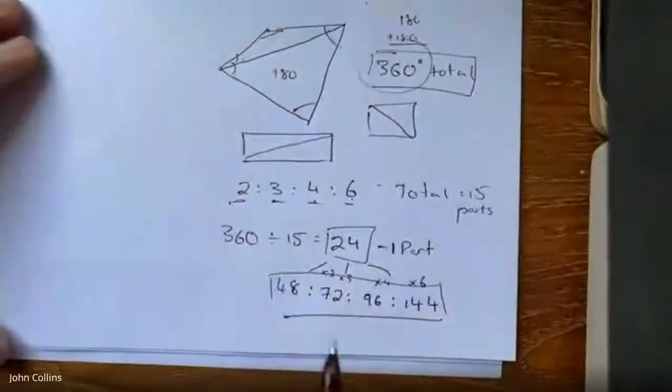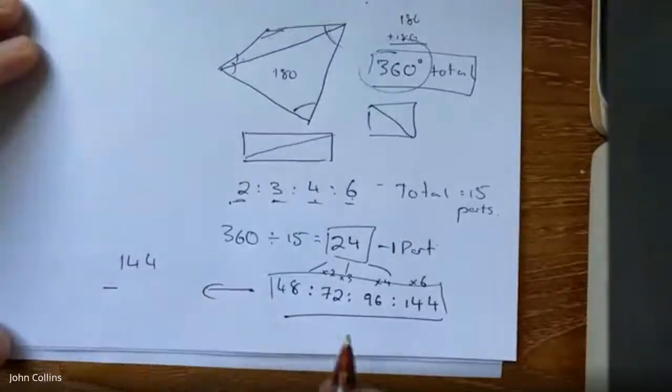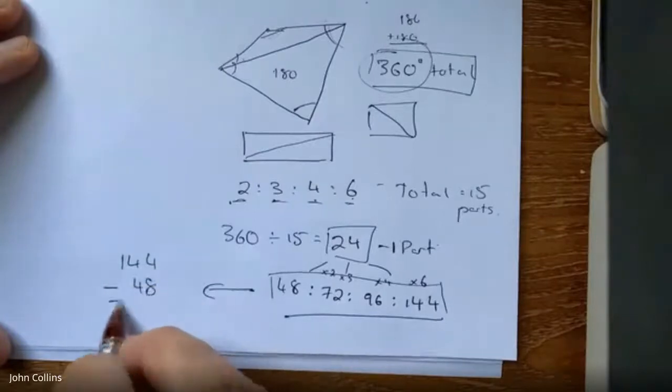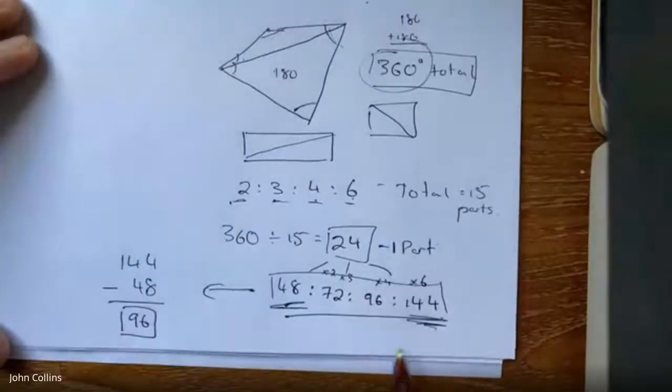The answer for 12 was, I think, the difference between the smallest and largest. Oh, I didn't finish the question. I just read the question. Okay, what's the difference between smallest and largest? Well, that's 144 take away 48. And that's going to be 96, I think. 96 degrees. So this is the smallest, this is the largest. Okay, 96.